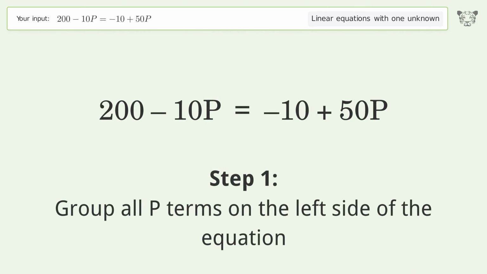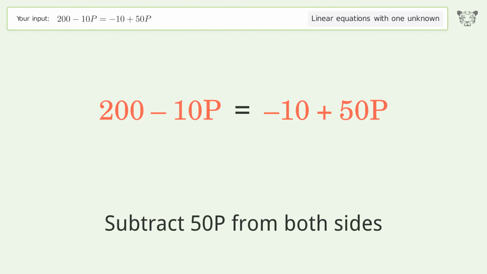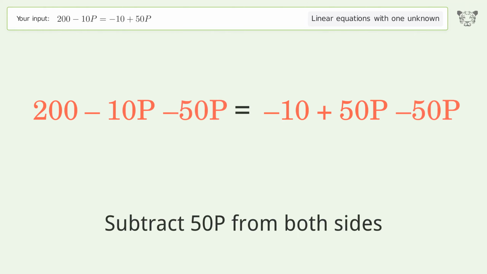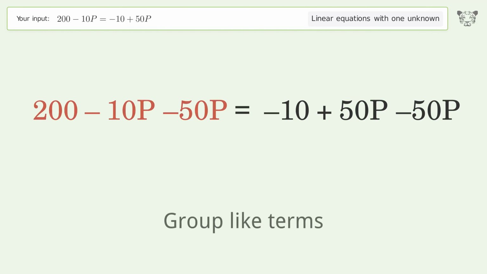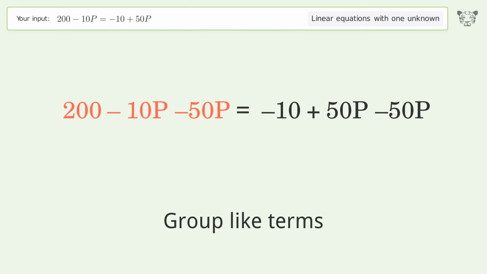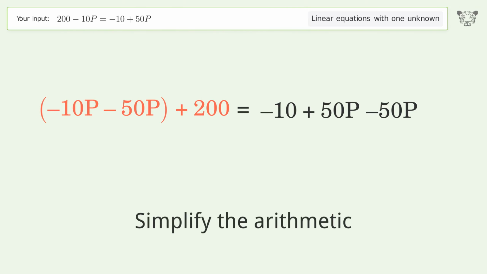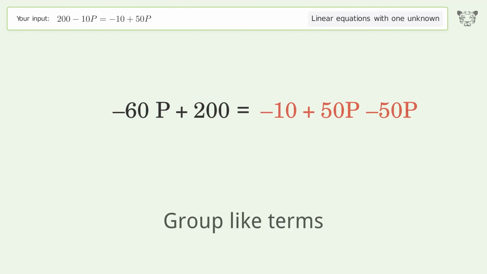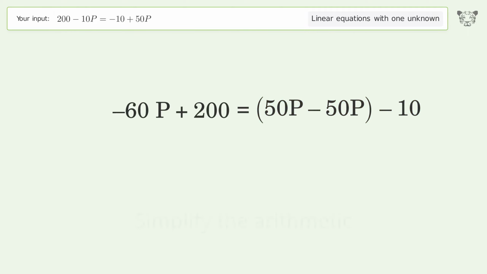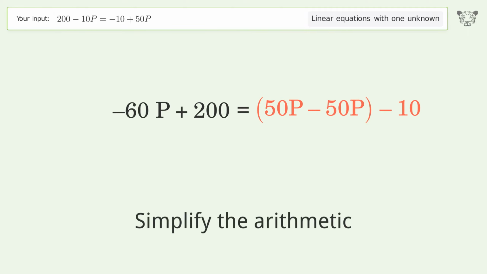Group all p terms on the left side of the equation. Subtract 50p from both sides. Group like terms. Simplify the arithmetic. Group like terms. Simplify the arithmetic.